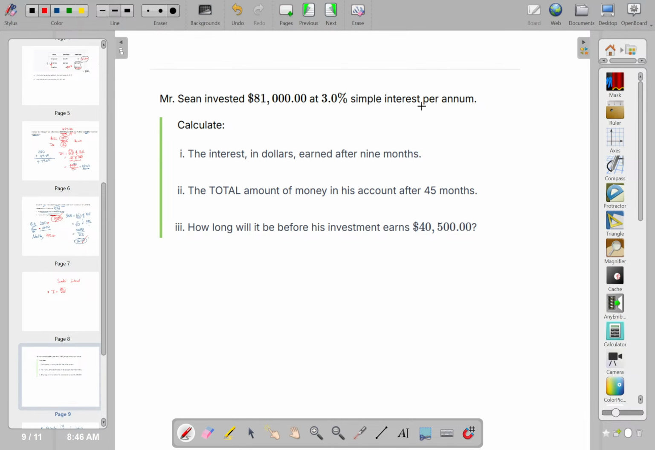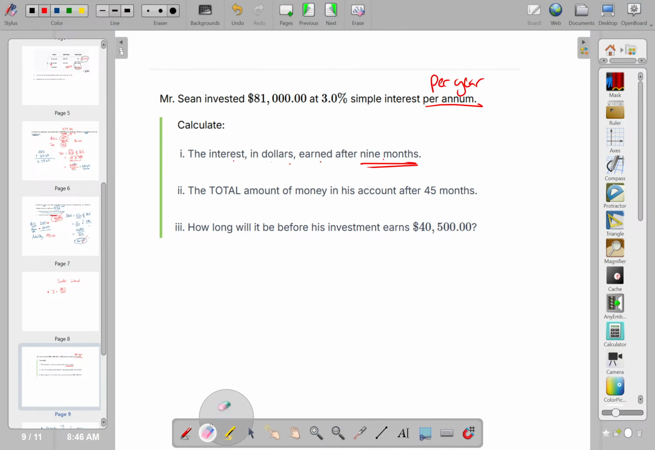Let's do a vocabulary check. Do people know what per annum means? What does per annum mean? Yeah, per year. Let's make sure we say that, right? Now, calculate the interest in dollars earned after 9 months.